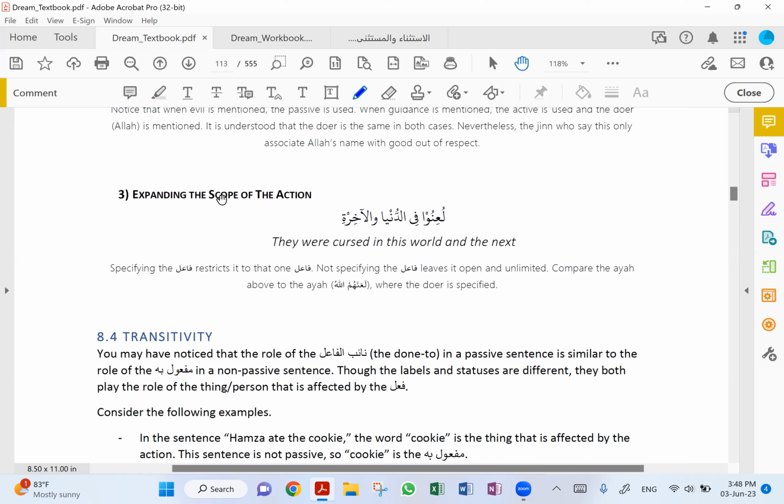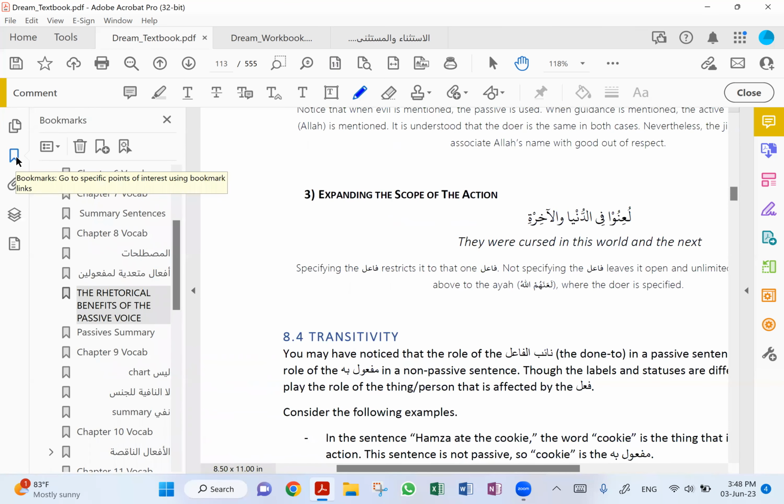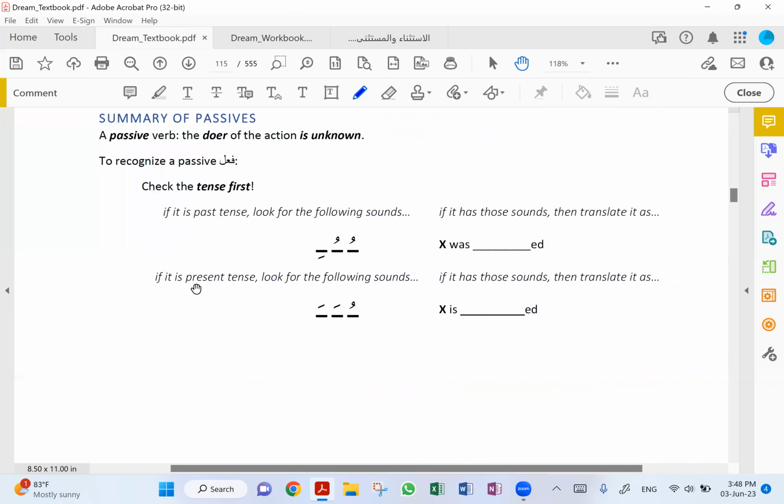Maybe the angels, maybe the animals, maybe the trees, maybe the people around them, maybe the stones, maybe the heavens and the skies and the mountains and everything. They were all cast. Allah not specifying who cast them means it's even broader than that. So that's just the reason why passive is such an interesting topic, especially for balagha, very interesting.